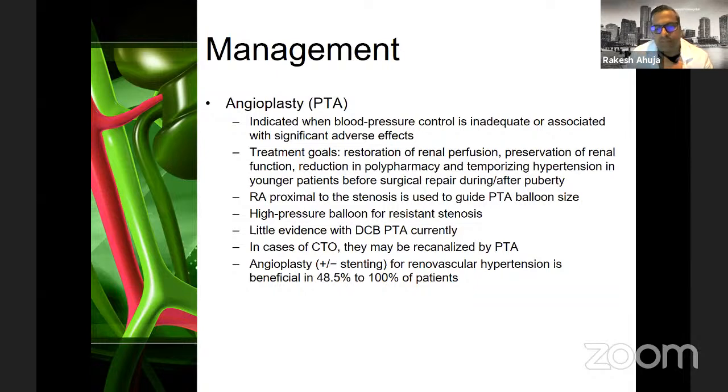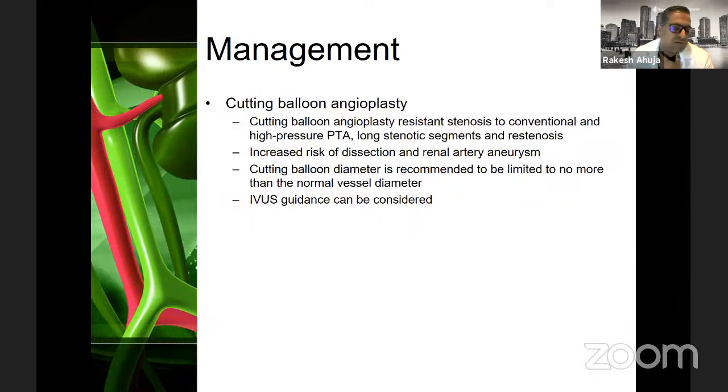High pressure balloons can be used for resistant stenosis. There is little evidence with the drug-coated balloons, but in cases of CTO, they can be recanalized just by angioplasty. Stenting is a very controversial topic in kids, but if it's required in renovascular hypertension, it has been shown to be beneficial. We're going to talk more about stenting in a couple of slides from now. Cutting balloon angioplasty can again be used if the high pressure balloon is not enough, or the conventional angioplasty is not enough, or if there are long stenotic segments.